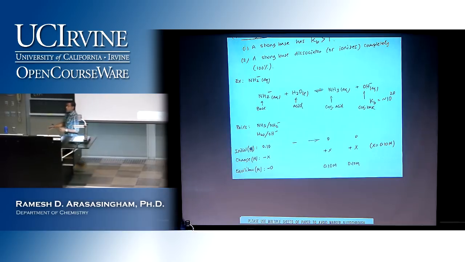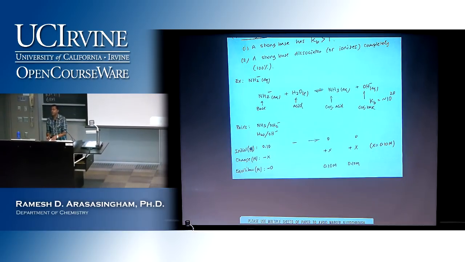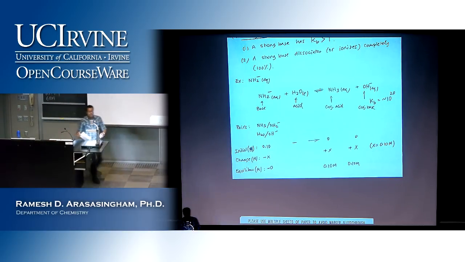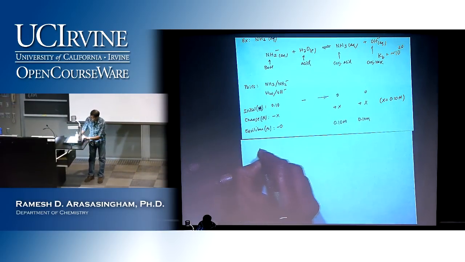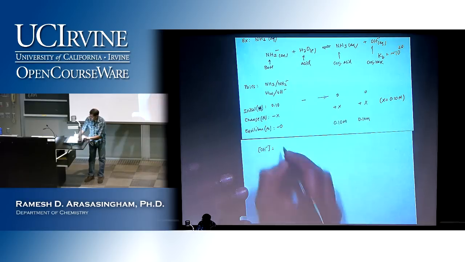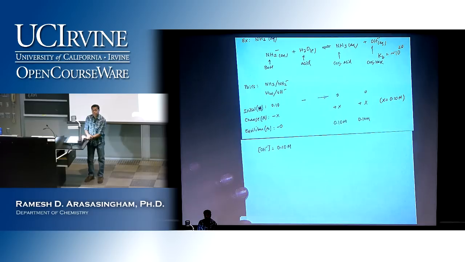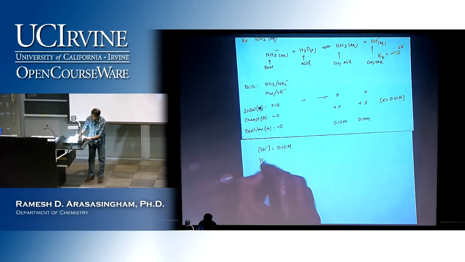Because this is a strong base and the dissociation is complete, the hydroxide ion concentration would equal x, which is 0.1 molar. And therefore, pOH, this is 10 to the negative 1.